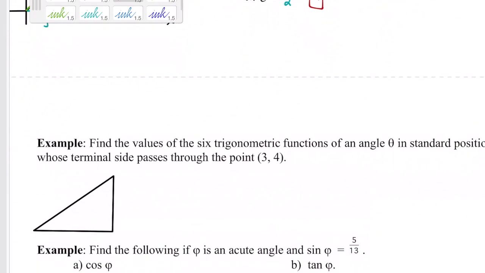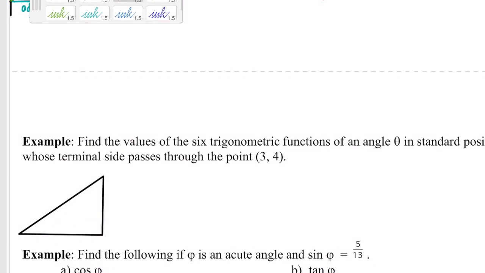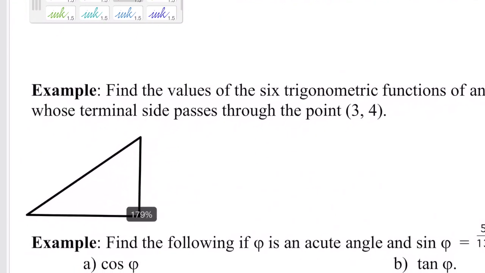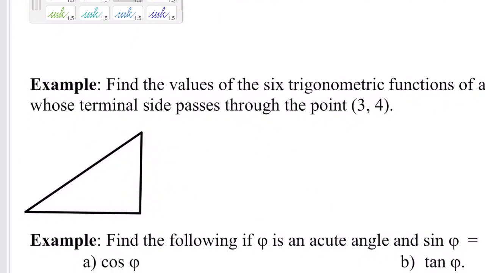All right, next bit. So find the 6 trigonometric functions, so that means sine, cosine, tangent, and their reciprocals, so the secant, cosecant, and cotangent, we're finding all 6 of those, of an angle theta in standard position, whose terminal side passes through 3, 4. So I kind of already drew just a triangle for this, because I already know that I'm going to need a triangle, so my theta would be here.